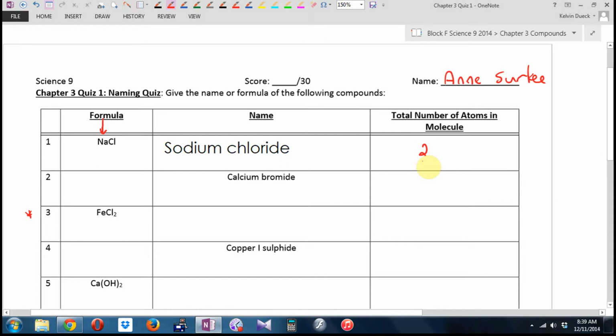Calcium bromide. Okay, now we're going from the name to the formula. I have to use that crisscross shortcut. I say to myself, okay, calcium, which I think is 2 plus, and bromine, which I think is 1 minus. I think that means it's going to be Ca1. Am I going to write the 1? Half mark for a Ca with an invisible 1, half mark for a Br with a 2. If you don't have the 2, you can't get the half mark. How many atoms in this molecule, grand total? 3. 1 mark for that.